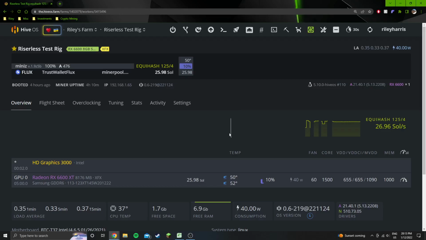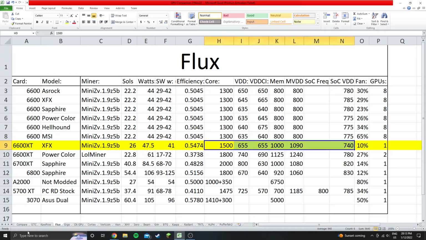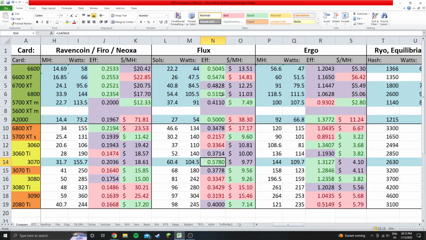Yeah, that's pretty much all I have for this video. You can have a look at how it compares. 0.54 is really good efficiency for Flux, even after all the new updates that came out with Long Miner and Mini Z. This is really good efficiency.